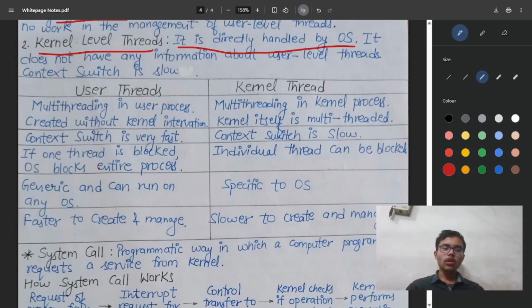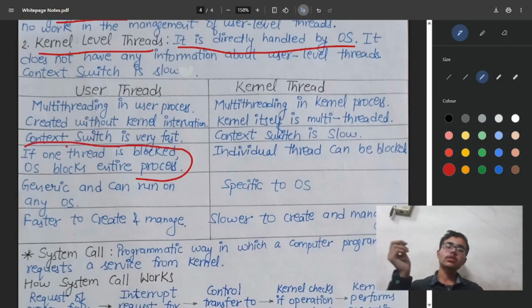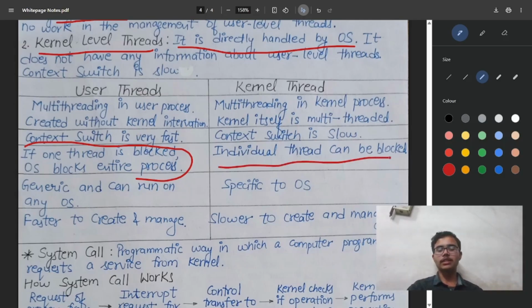If one thread is blocked, the OS blocks the entire process. This is an important point. Because the OS doesn't know about the user level threads, it only executes the process as a normal process. It does not know whether it has multiple threads or not. That's why if one thread is blocked, the entire process is blocked, which means all the threads of this process get blocked. But in kernel level threads, the OS has knowledge about its own threads which are created by the kernel, so an individual thread can be blocked.